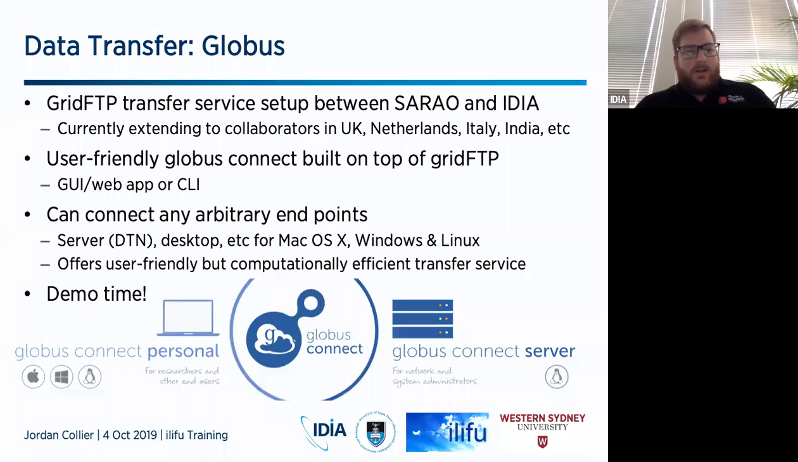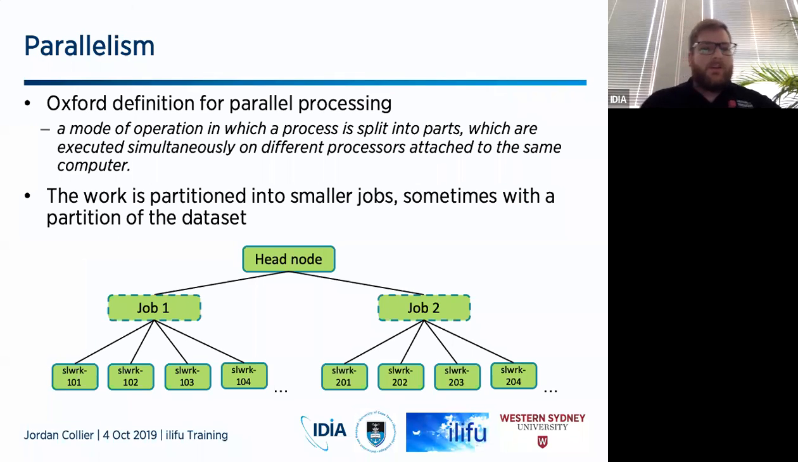Yep, so that's Globus. Moving on to parallelism. I found the Oxford definition for parallel processing quite useful. It's a mode of operation in which a process is split into parts which are executed simultaneously on different processors attached to the same computer. So this is really the idea of parallel processing.